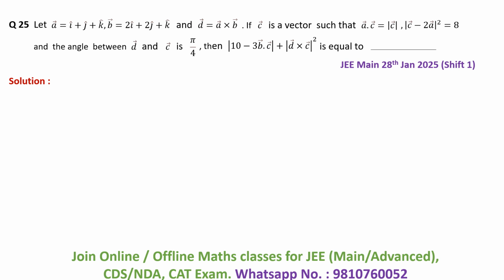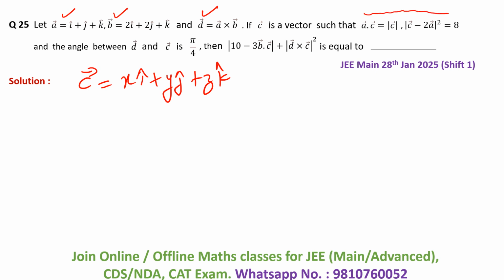Now students, in this question, we do not know the vector c. So I am supposing the vector c as xi plus yj plus zk. That means we have to find the values of x, y and z. Now we have been given the vector a, we have been given the vector b. So we can easily find the vector d by taking the cross product of vector a and vector b, right? Now we have also been given these two equations.